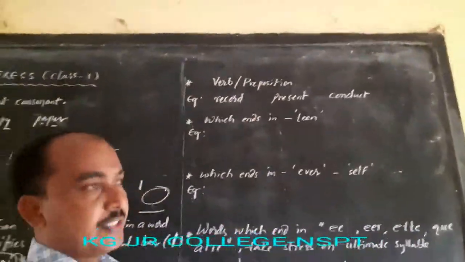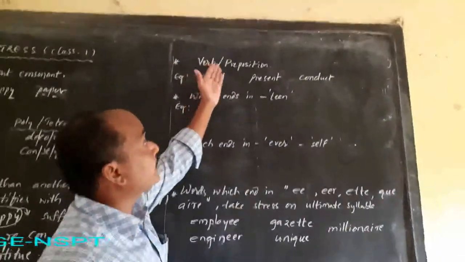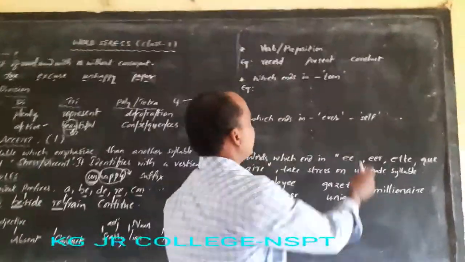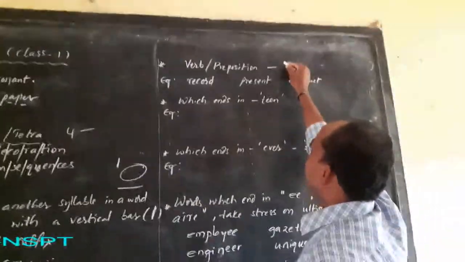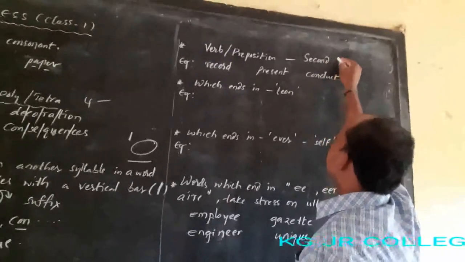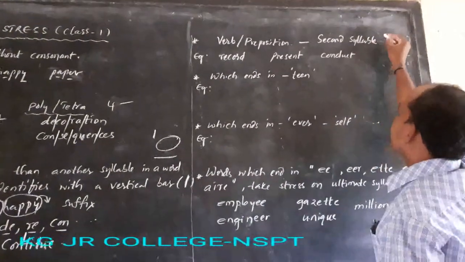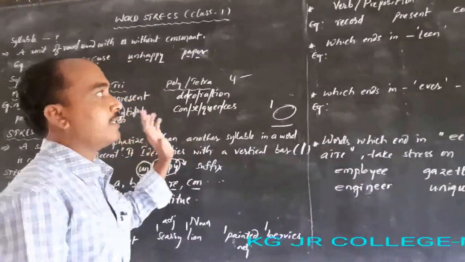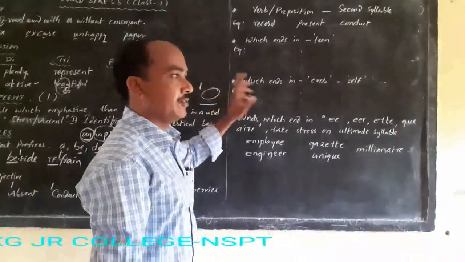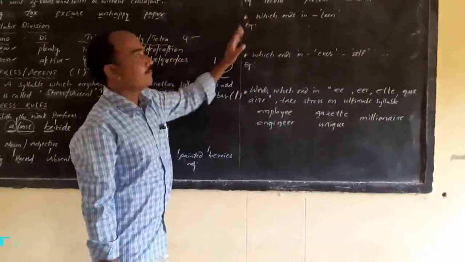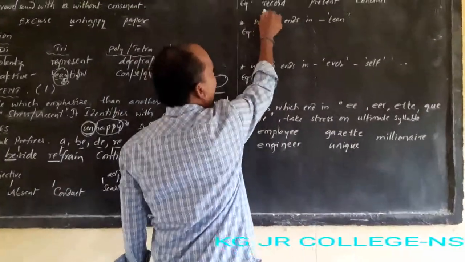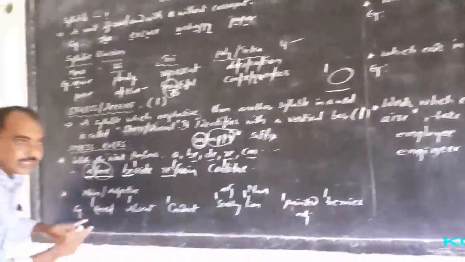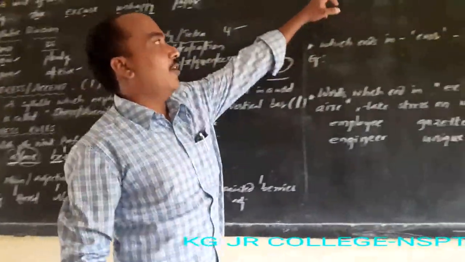Verbs and prepositions. In verbs and prepositions, the second syllable is stressed. Means, with verbs and prepositions, the second syllable is stressed. What is the second syllable here? First, as I told you in the beginning, if you get command over syllabic division, it is very easy to identify. See, what is syllabic division? Record. The word record we have already seen. Now this is a noun, but this is a verb.